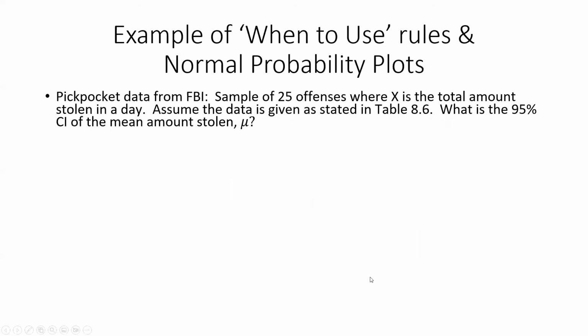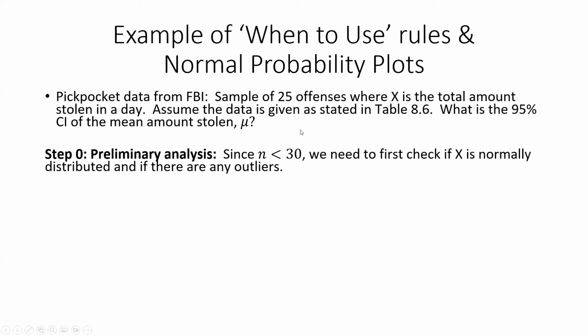Okay, so we're going to do an example of these when-to-use rules, and specifically determining if data is normally distributed. This is pickpocket data from the FBI, and it's a sample of 25 offenses where X is the total amount stolen in a day. We're going to assume that the data is given as stated in table 8.6 from your textbook. And we're being asked, what is the 95% confidence interval of the mean amount stolen, or mu?